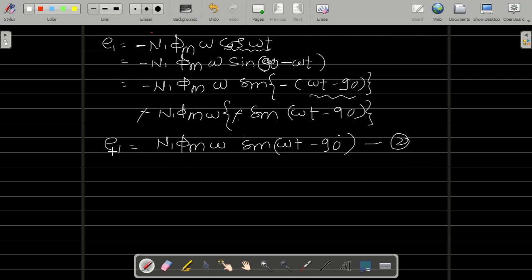So this EMF, small e1, will lag the flux by an angle of 90 degrees. Remember, the minus sign here means that whatever EMF is induced, E1, will lag the reference, that is phi, which we took as reference, by an angle of 90 degrees. When we draw the vector diagram, this concept, equation number 2, will be required.